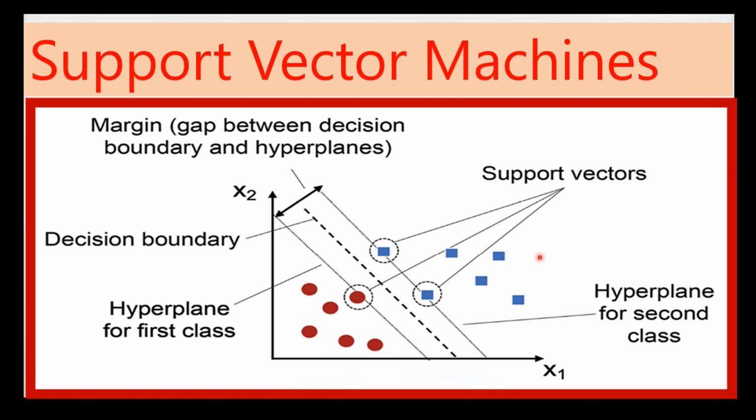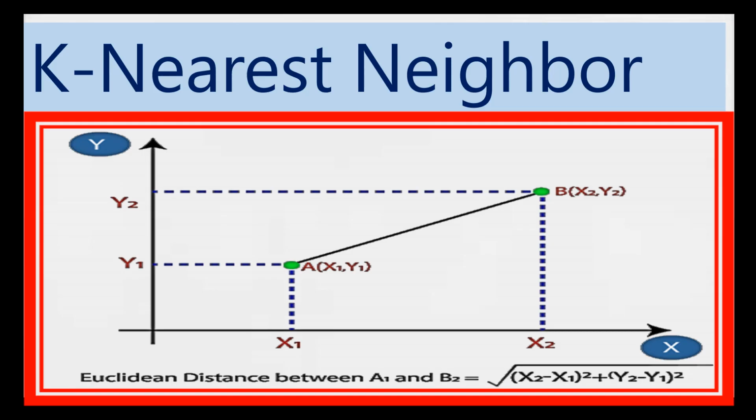So to summarize this, we can say that support vector machines are a powerful machine learning technique used for classification and regression tasks. And they work by finding the best possible decision boundary, that is the hyperplane, which separates the classes, and they achieve this by maximizing the margin between the boundary and the closest data points, which are called support vectors. And SVM is particularly effective for high dimensional data. Now next comes the K nearest neighbor.